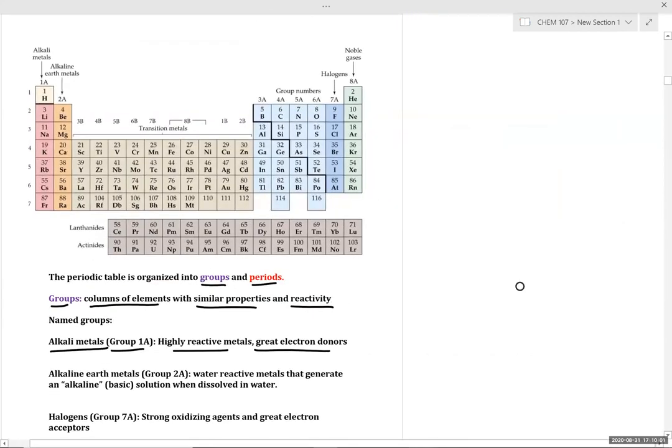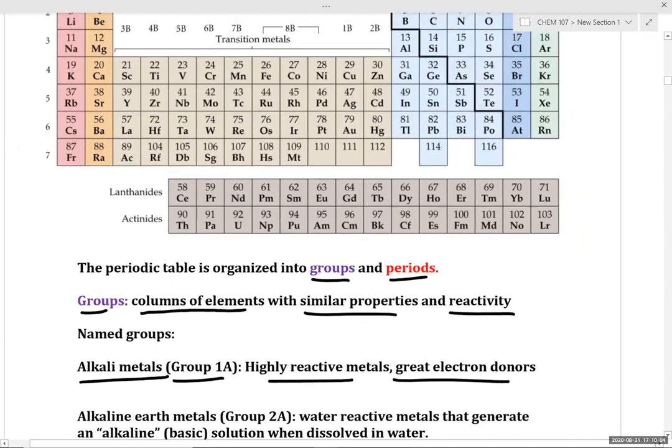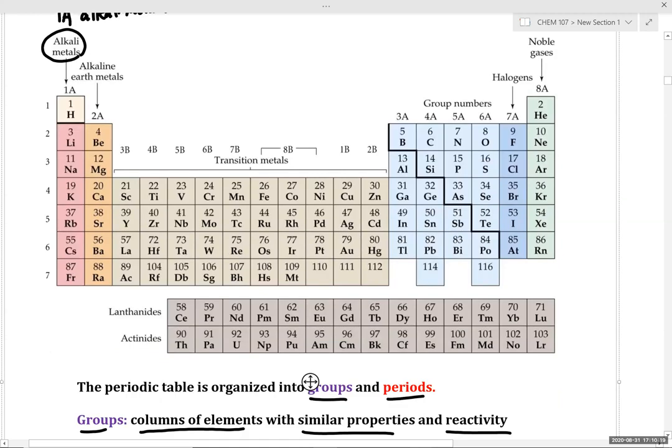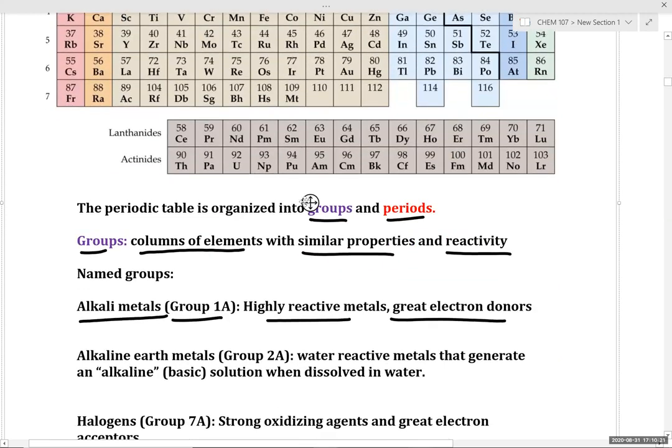So 1A elements, these are our alkali metals. So when you think 1A, I'd like you to think alkali metals. Our 2A elements are known as alkaline, as in alkaline water, earth metals. These are your group 2A elements. These are water reactive metals that generate an alkaline solution when dissolved in water.